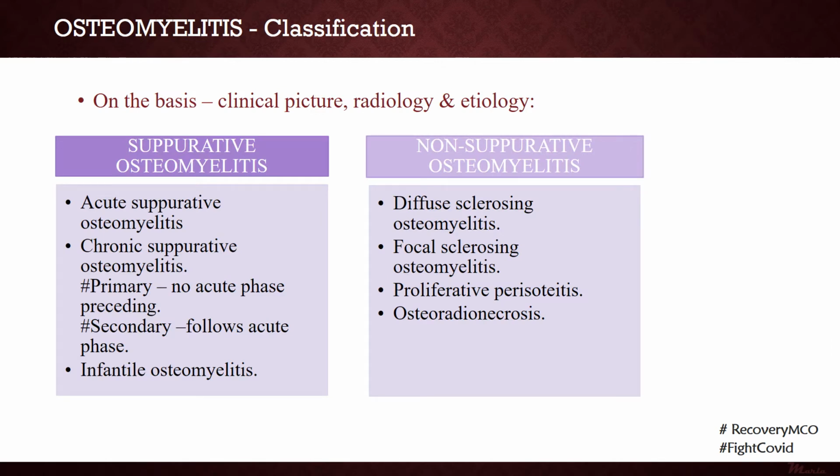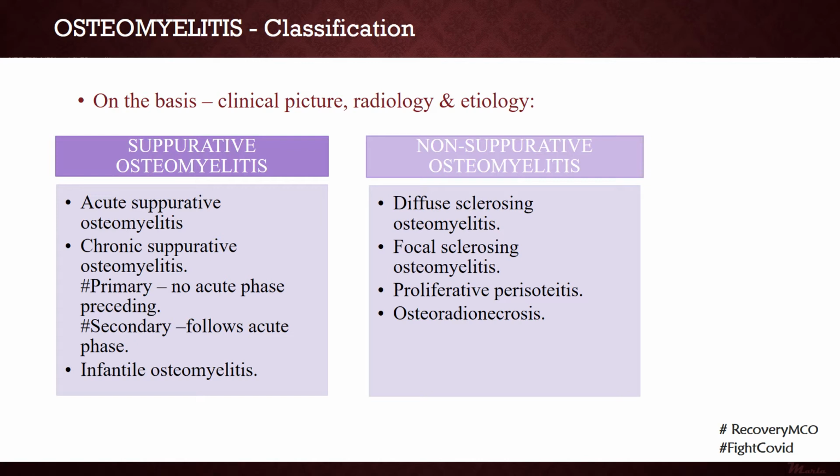On the basis of clinical picture, radiology and etiology, osteomyelitis can be broadly categorized into two categories: suppurative osteomyelitis and non-suppurative osteomyelitis. Suppurative osteomyelitis is generally because of an infectious pathology or etiology resulting in pus formation. Non-suppurative osteomyelitis is because of a non-infectious pathology. However, there is a compromised vascularity.